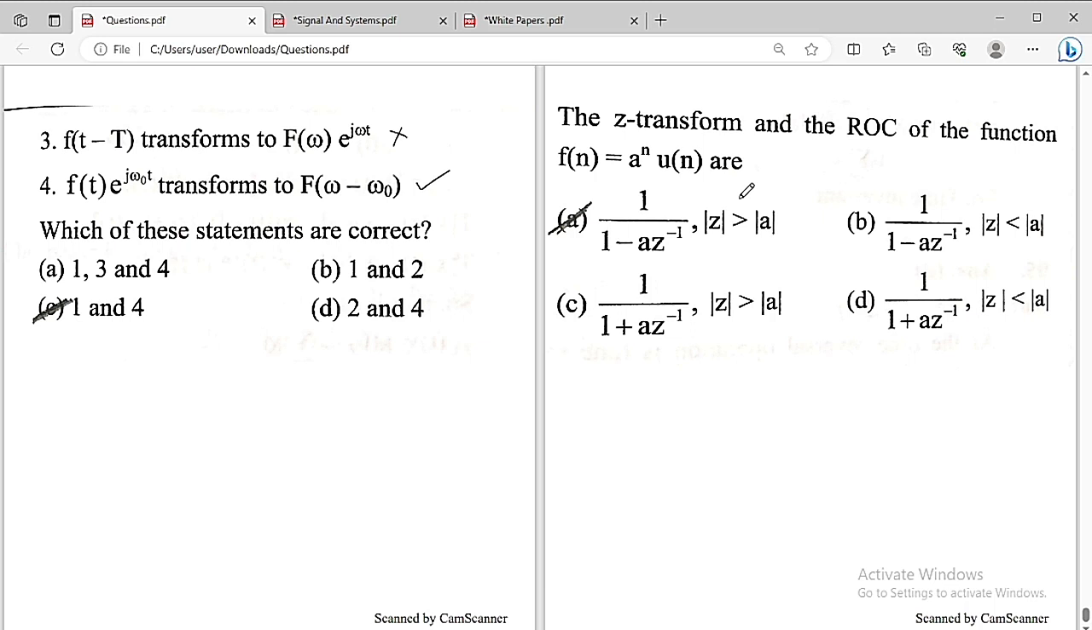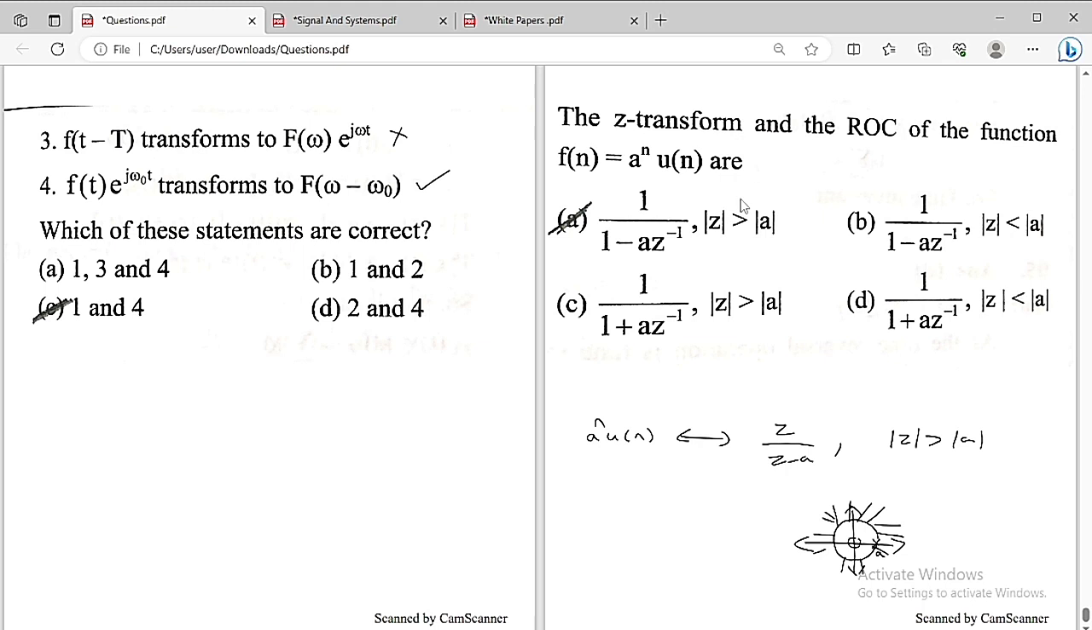Basically, I already told you, for a to the power of n into u of n, what is the Z transform? Z by Z minus a. As it's a right side signal, the ROC is always outward. Outward means outside the circle. If you plot the z plane, then the zero is nothing but here. This is a zero and this is a pole. The pole has a radius of a. And I already told you it's outside, that is, outside the poles.